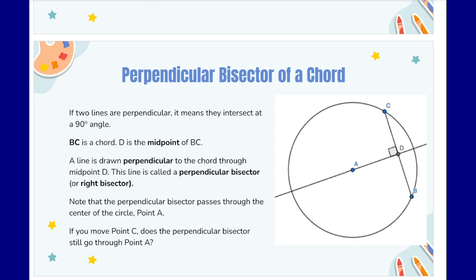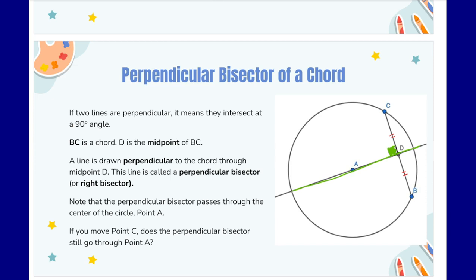BC is a chord. That line segment here is a chord. It touches the circle at two points on the rim. D is our midpoint. It's the halfway point, so that makes either side the same length. Now, we see that a line is being drawn perpendicular, because it meets at 90 degrees. That's why we have that square there. It goes through that midpoint.